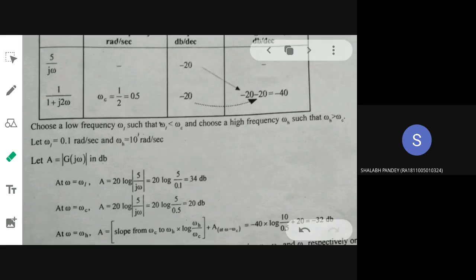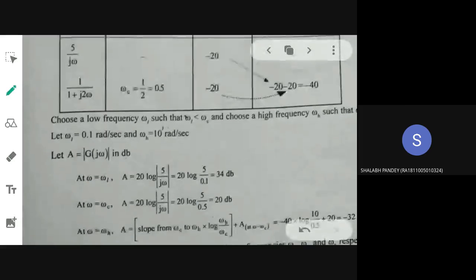The next step is you need to find A at omega L, A at omega C, and A at omega H. Omega C you have already calculated, that is 0.5, but omega L and omega H you have to choose: one less than omega C and one greater than omega C. Let's see what values they have chosen for this problem. You can choose your own value, but it should be less and greater. That's the criteria. For omega L they have chosen 0.1, and omega H is chosen to be 10.